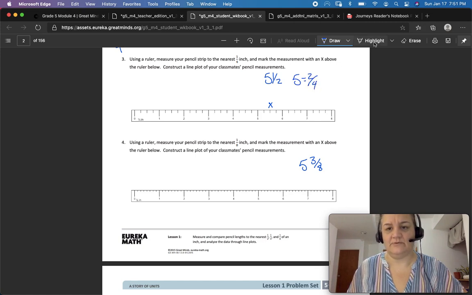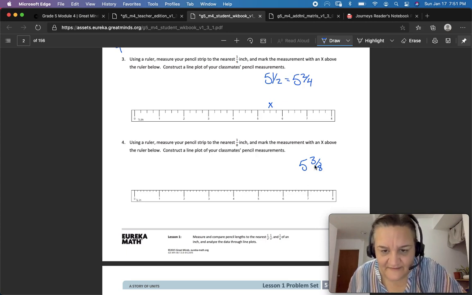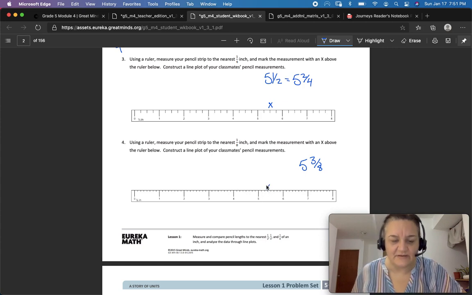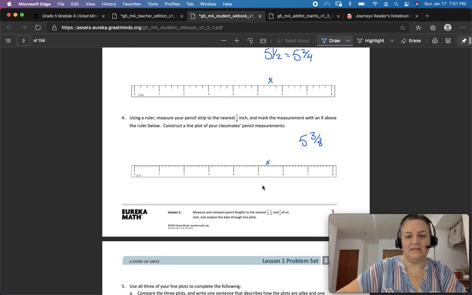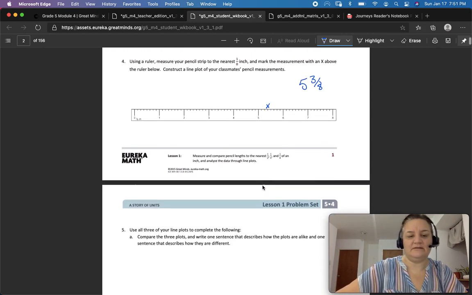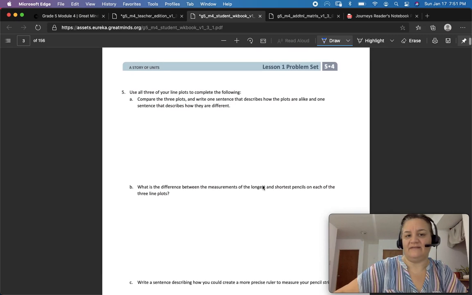Okay. Oh, sorry. 5 2/4. Okay, so 5 3/8, I'm going to mark that here. Remember, 1/8 is smaller than 1/4. Okay. Now yours is going to be different because obviously your pencil is different.